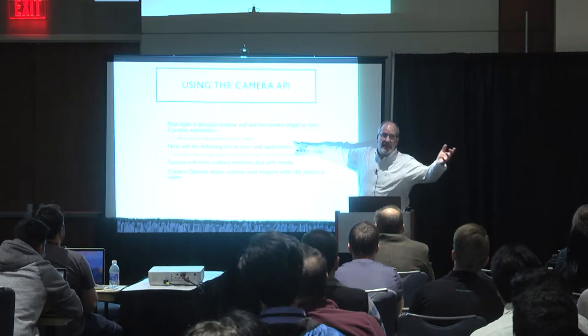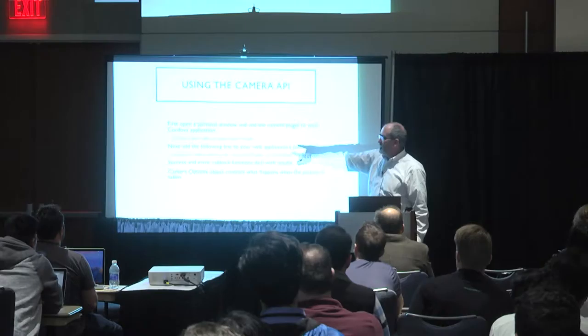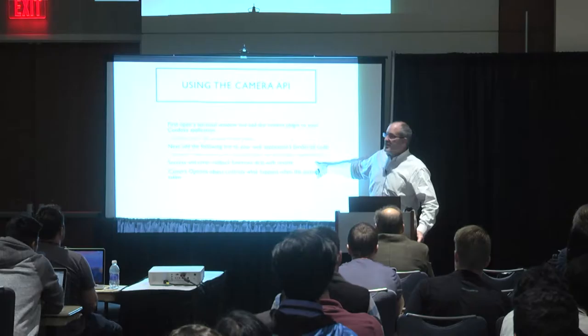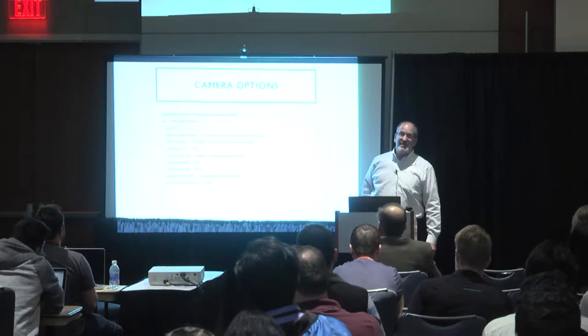I make a single call to an API, navigator.camera.getPicture, pass it some callback functions, pass it an options object, and it goes. And basically, my options object then describes how the photo is going to be taken.